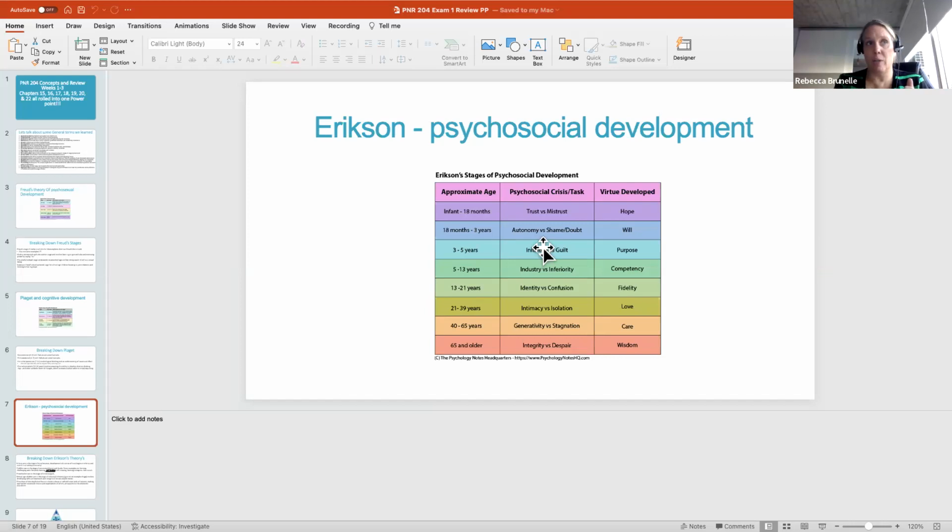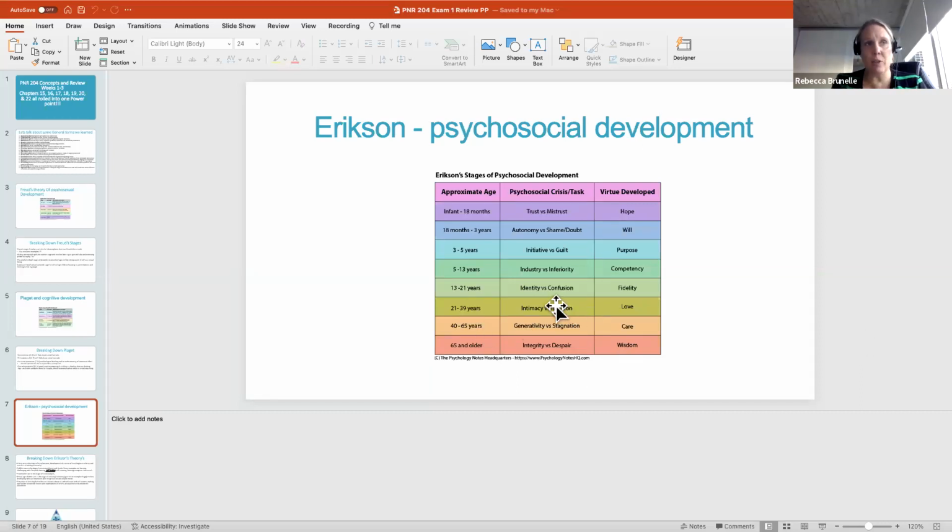Where the toddler, autonomy versus shame and doubt. So they either develop a sense of autonomy or they develop shame and doubt. So for every stage, there's 2 opposing forces and you want them to develop trust. You want them to develop autonomy. You want them to develop a sense of initiative. So your parenting and your educational techniques are geared toward them having a positive resolution of that stage.